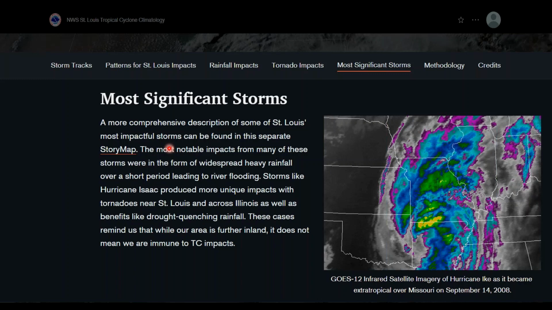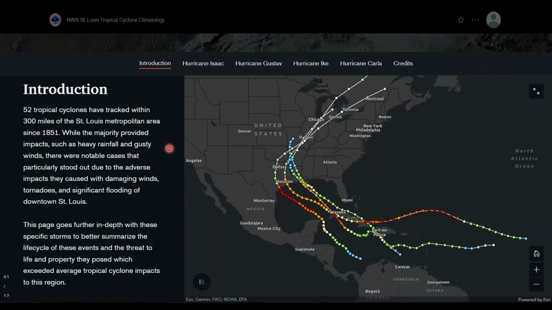So to remedy some of that, we wanted to create a most significant storm story map that highlighted the more significant cases, which is basically its own story map, which I won't get into in too much detail. I'll allow you to explore that yourself once it's public.